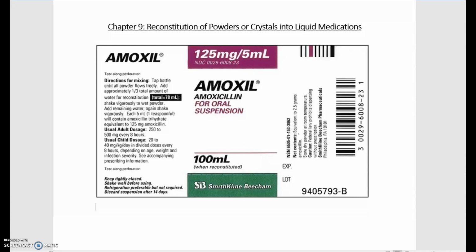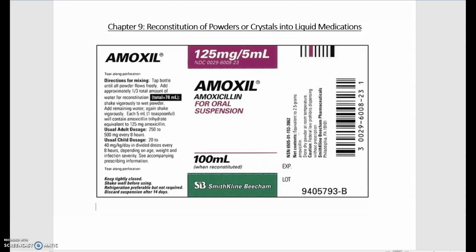So at this point, we can move forward, and basically what I'm going to do within this lecture is give you some basic information in identifying certain components of a medication stock label when solving these powder drug problems.